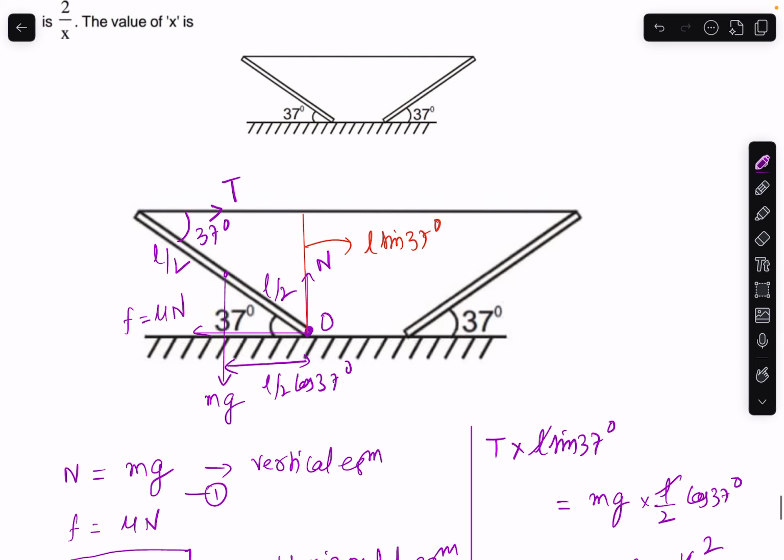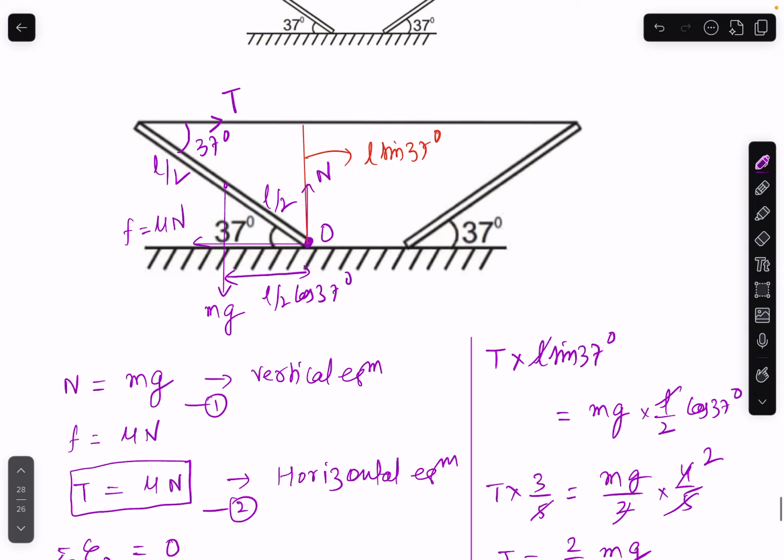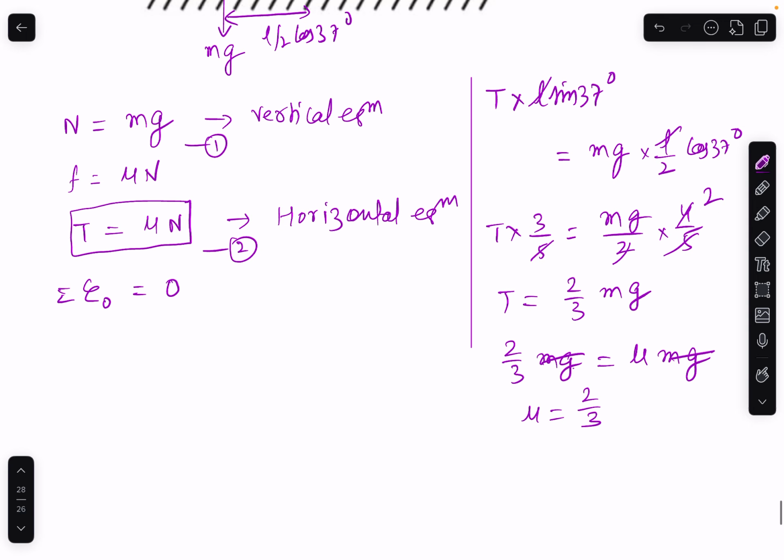Now in the problem it is given that the value of mu is 2 by x. So if we compare 2 by x equal to 2 by 3, we directly get the value of x as 3. So this is the answer.